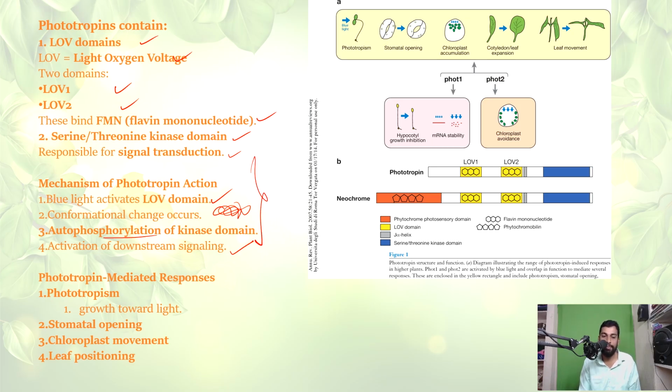Phototropin mediated responses. Phototropism means growing towards the light. The second function is stomatal opening. The third function is chloroplast movement. We have seen it. The fourth function is leaf positioning. We have not seen it.